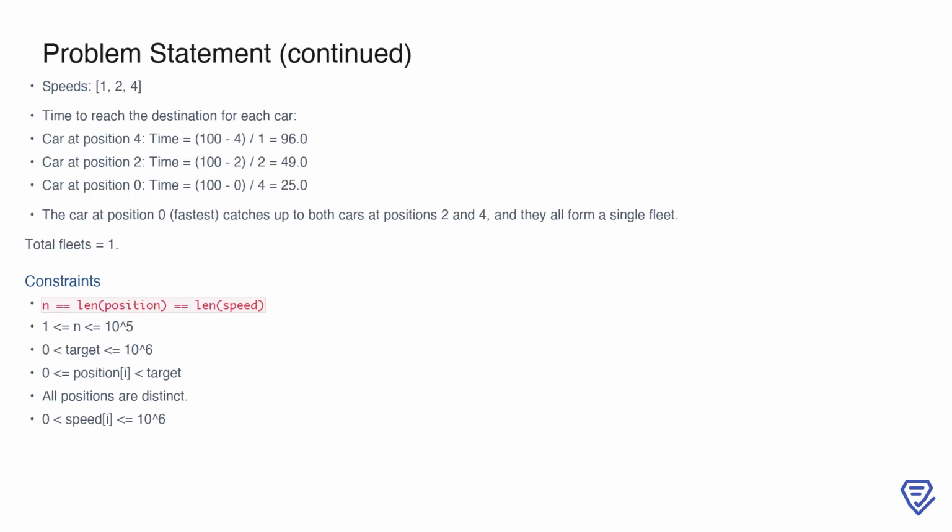The key observation here is that faster cars starting behind slower cars can catch up to them, and this may result in them forming a single fleet. Additionally, the constraints of the problem ensure that the input size and values can be large, so our solution must be efficient. The number of cars, n, can be as large as 100,000, and the target position, car positions, and speeds can also be very large. All positions are distinct, and every car has a positive speed. These constraints require us to use an approach that avoids excessive computation or memory usage, ensuring that the solution scales well even for the largest inputs allowed by the problem.